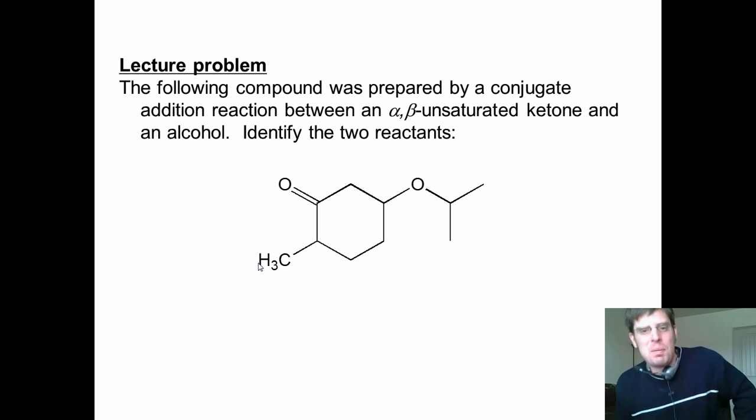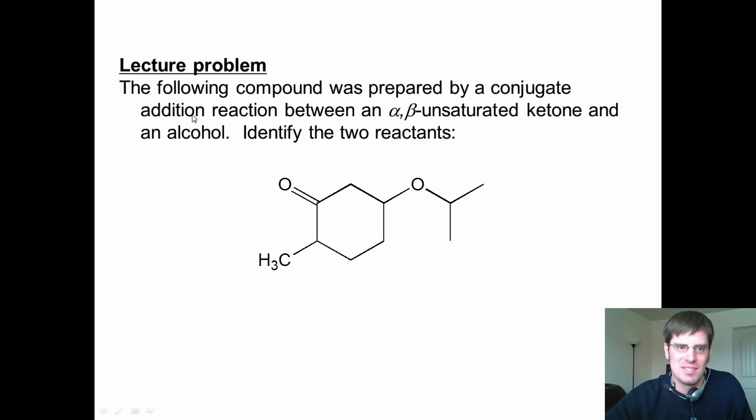So here's an example problem that I want you guys to look at. The following compound was prepared by a conjugate addition reaction between an alpha-beta unsaturated ketone and an alcohol. I want you guys to identify the two reactants. I'm not going to give you the answer to this right now, but I'll let you guys think about it, and we can talk about it more in class together.